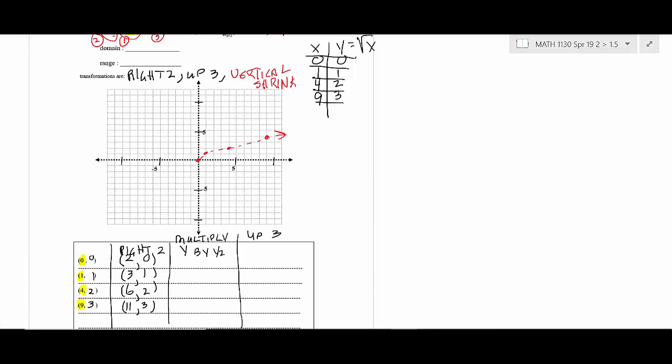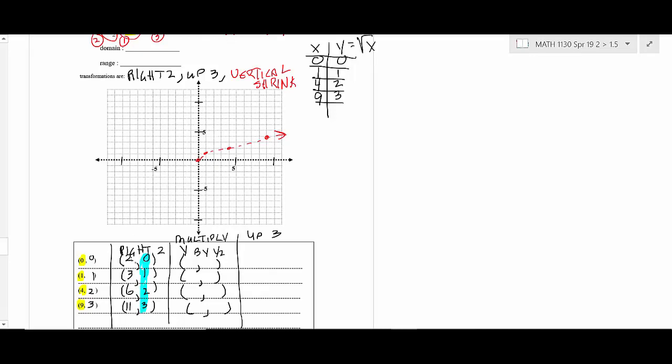Okay, next thing we're going to do is the vertical shrink. On the vertical shrink, do you change x or y? Change y. You just take half of y. So what you're going to do next is take all of these y values and just cut them in half. You're multiplying that by a half.